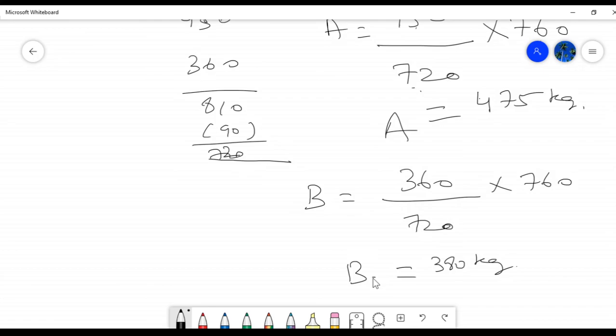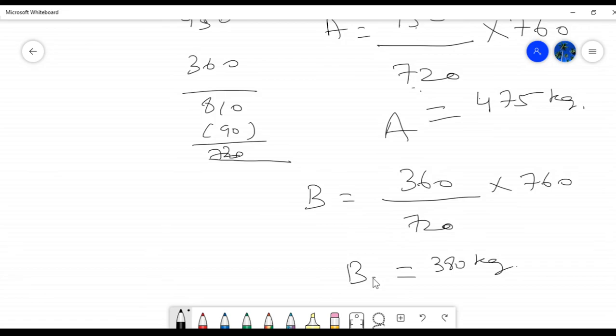So what do we have to do? Now we identified the standard quantity for actual production. So we have to apply it here. A's standard quantity is 475, which we identified, and 380 we identified for B, into the standard rate, which is available directly in the question, into 20 into 10.